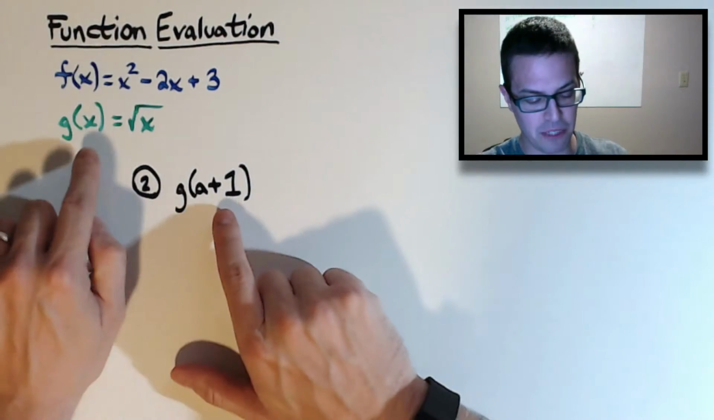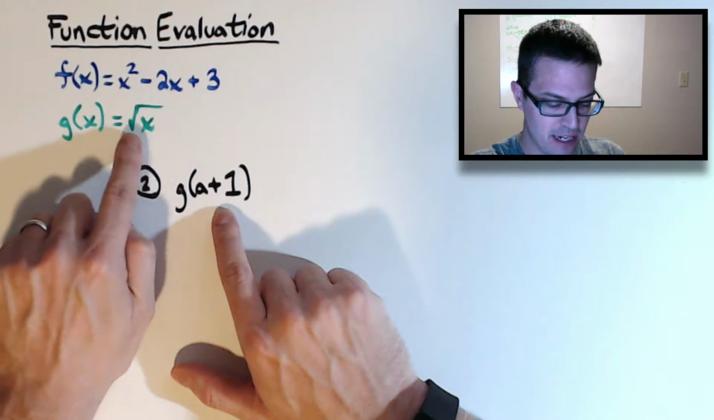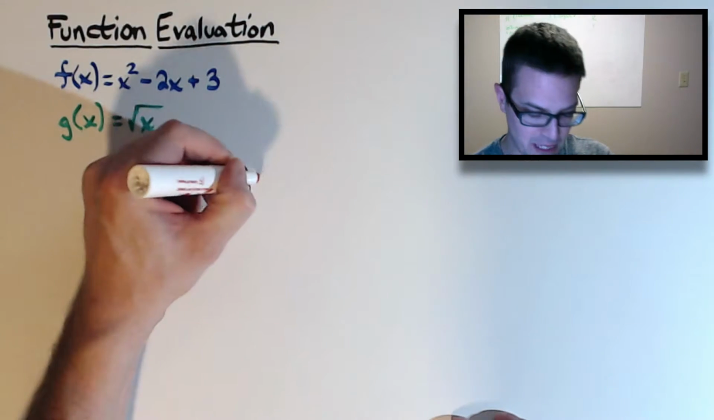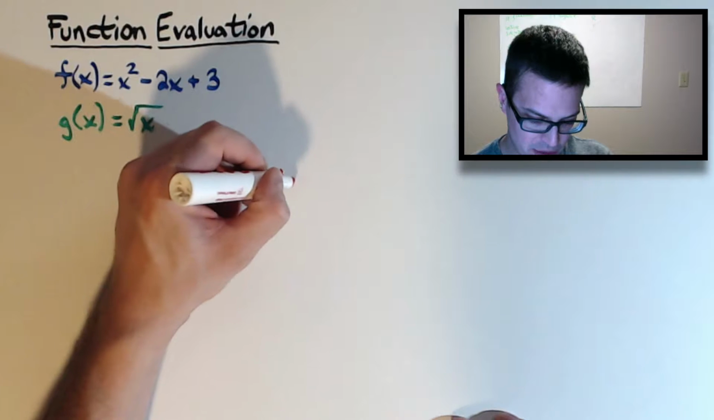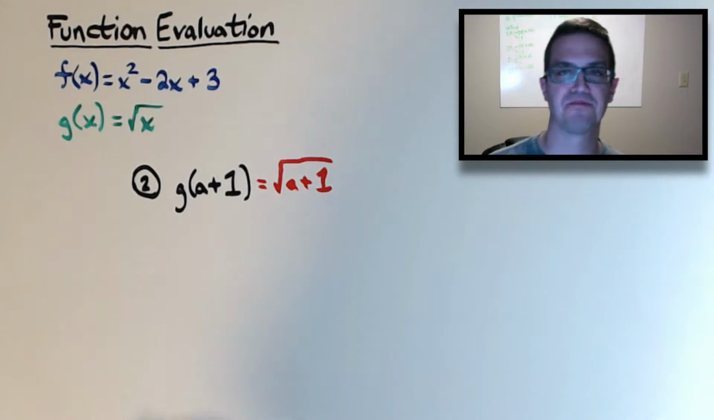So basically what we're going to be doing is replacing this x with an a plus 1. So in this right here, it's the square root of x. It's going to be equal to, all you would have to do is replace that x with a plus 1. So you do the square root of a plus 1, similar to that.